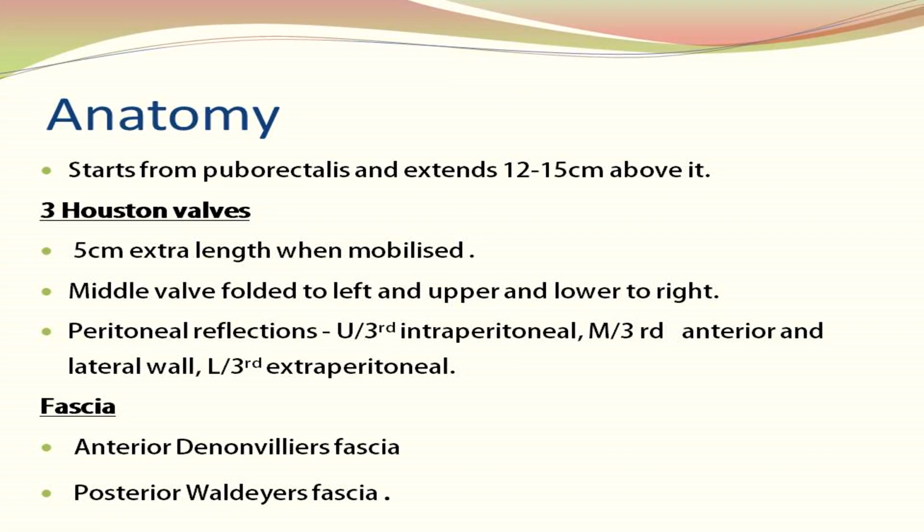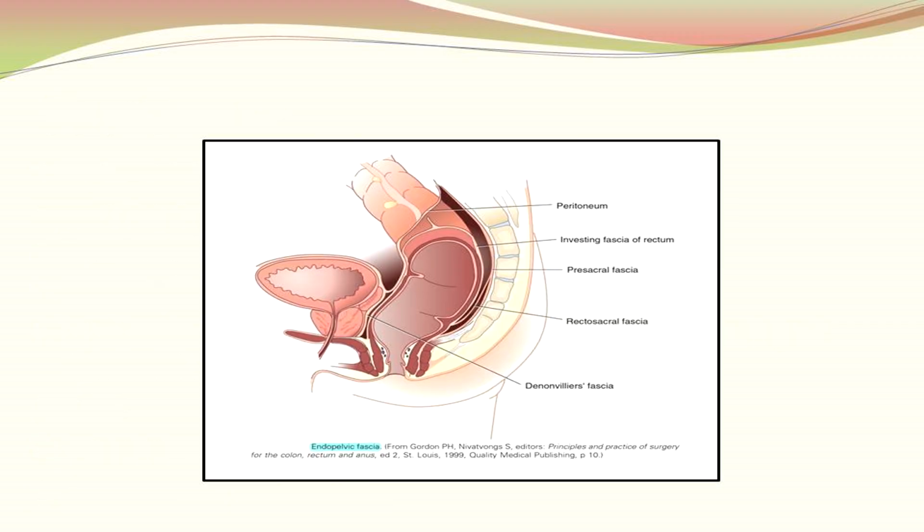Again, important surgical anatomy: the rectal valves define the peritoneal reflection. At the superior valve, there is an anterior and lateral peritoneal reflection. At the middle valve, there is only anterior, and at the lower valve, there is no peritoneal reflection. Okay, so that is the surgical anatomy of the valves. Two important fasciae as far as the rectum is concerned: the anterior Denonvilliers' fascia, which has two layers, and the posterior Waldeyer's fascia. Just remember the names, nothing else. As shown here, anteriorly there is Denonvilliers' fascia between the bladder and the rectum.